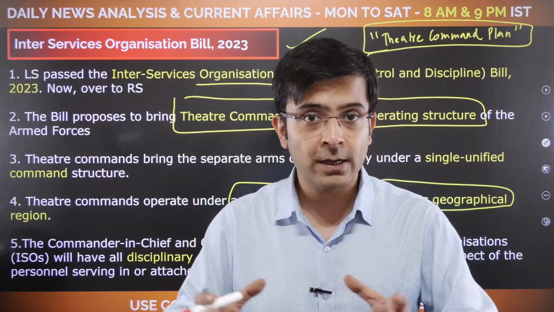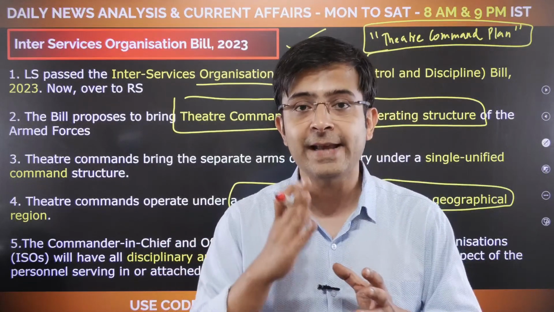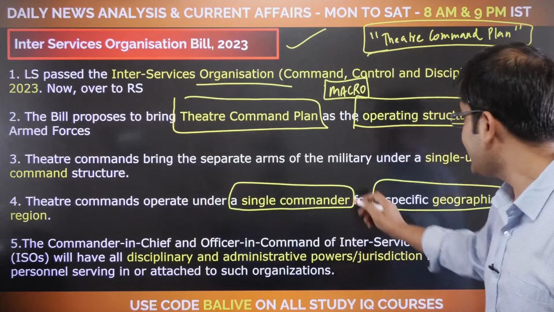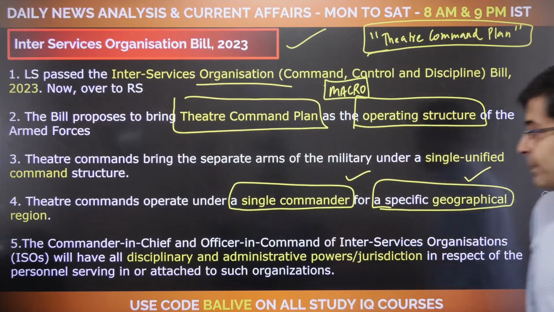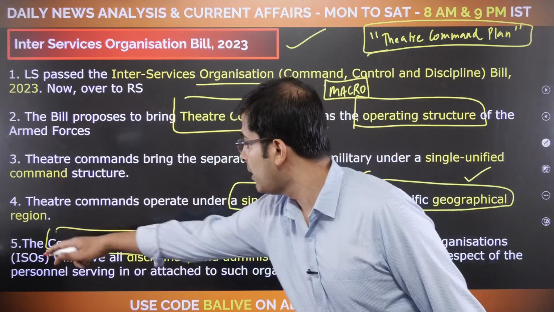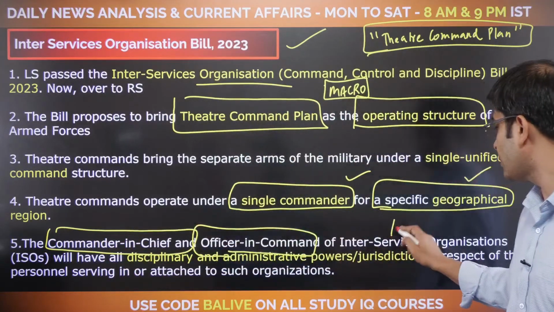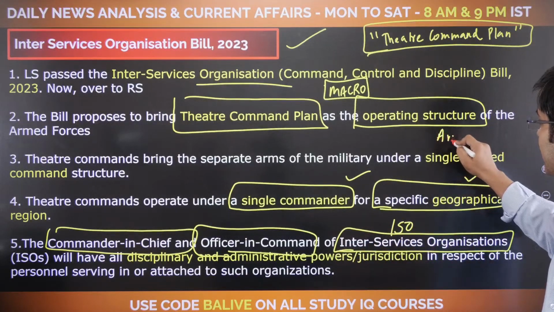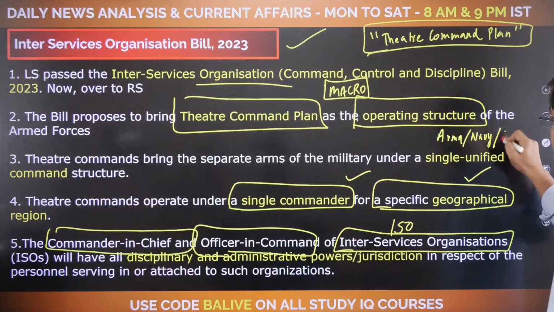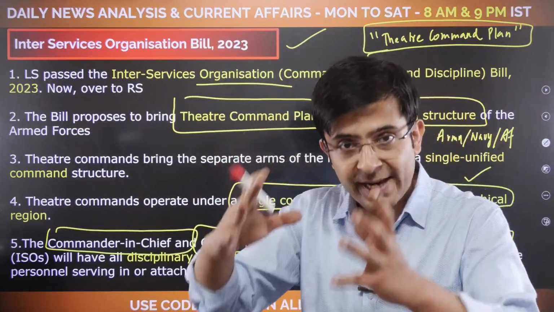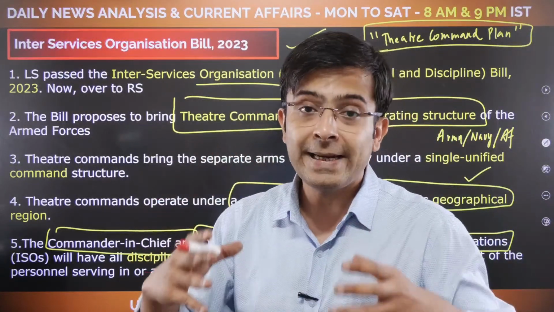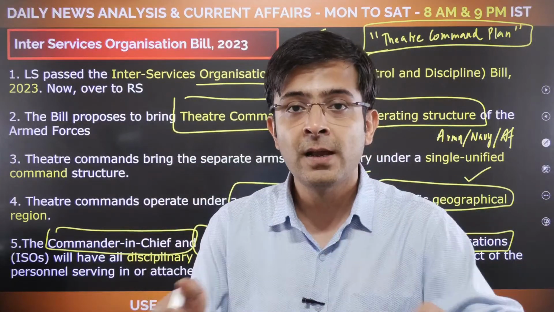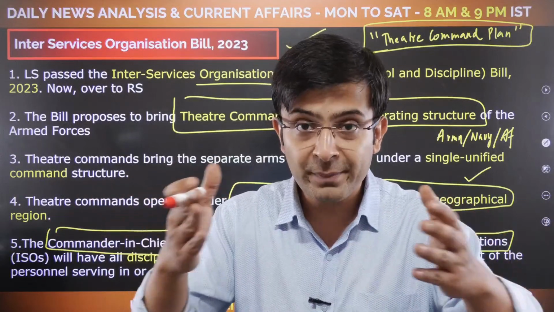Since you are going to have theatre commands, you need uniformity in administration across the three services. That is the whole point. So a single commander for a specific geographical region. That person is going to be called either the commander-in-chief or the officer in command of the ISO, the Inter-Services Organization. The identity of Army, Navy or Air Force in terms of an operating structure remains, but now the role changes to an Inter-Services Organization, which means all these converging thoughts and converging resources come together.